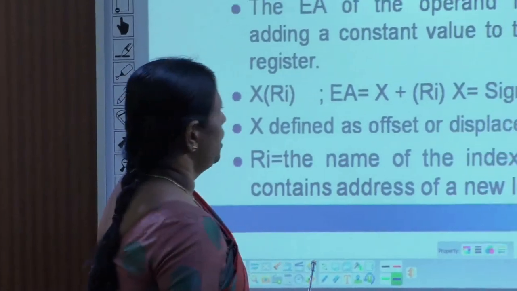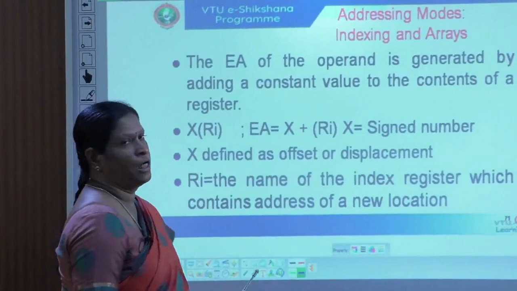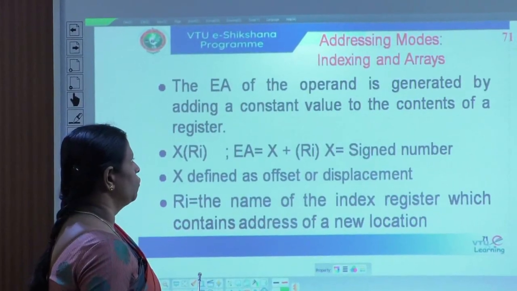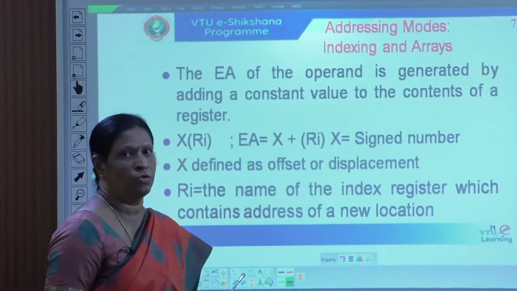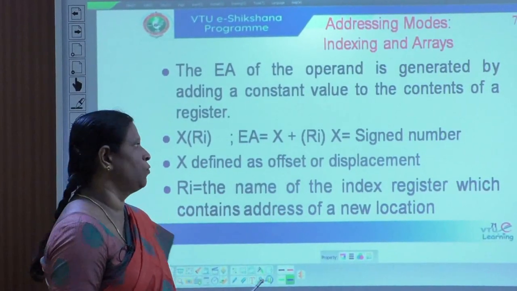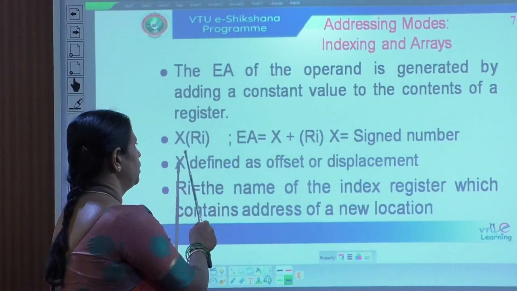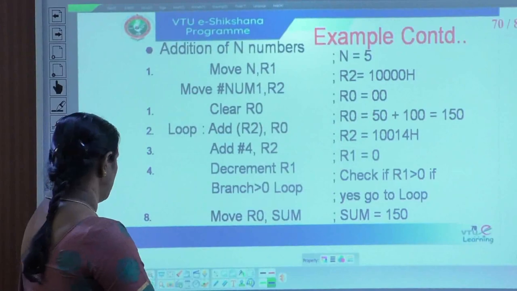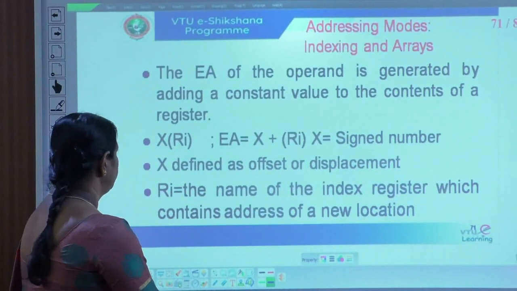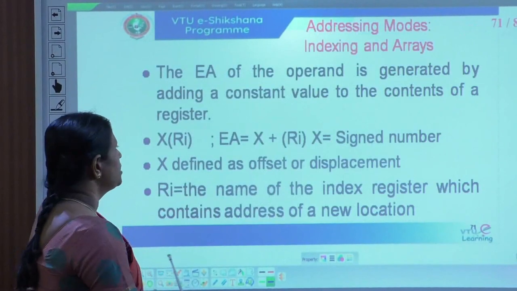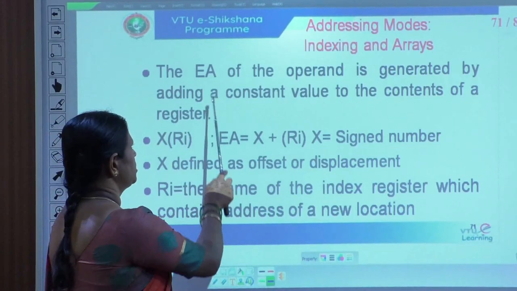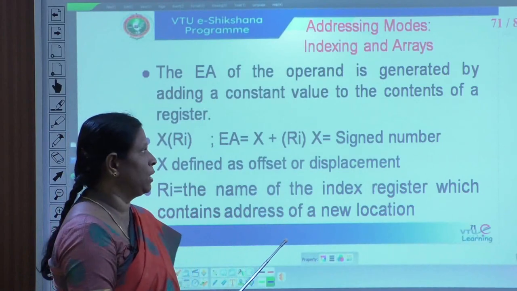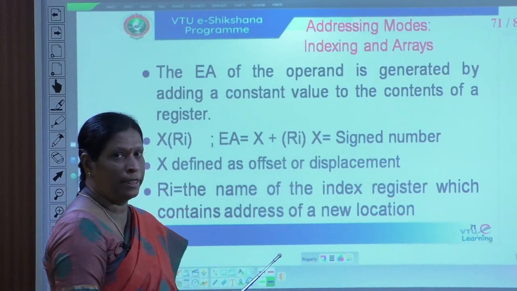Okay, so the next addressing mode is the indexed addressing mode. In the indexed addressing mode, the effective address of the operand is found using what we call an index register. The effective address of the operand is generated by adding a constant value to the contents of the register.